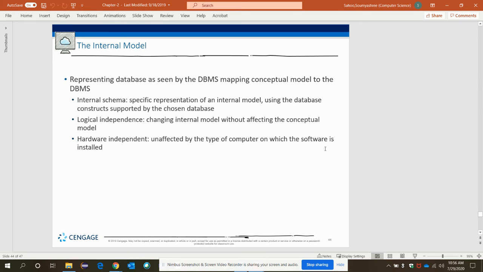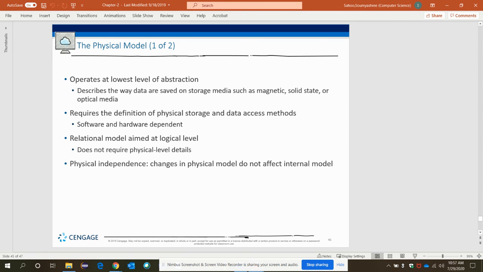Next comes the internal model. It is the representation of the database as seen by the DBMS, more closely related to the physical model. In other words, the internal model requires the designer to match the conceptual model's characteristics and constraints to those in the selected implementation model. Next, the physical model, which operates at the lowest level of abstraction, describes the way data are saved on storage media such as disks or tapes.